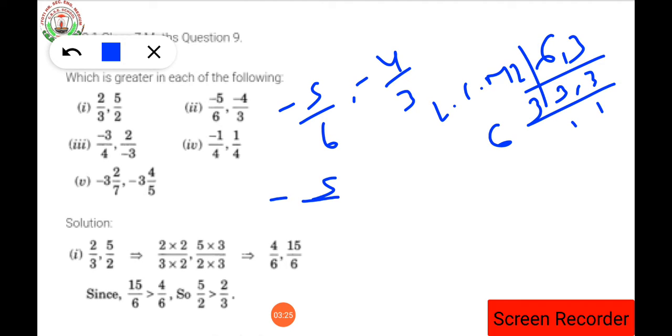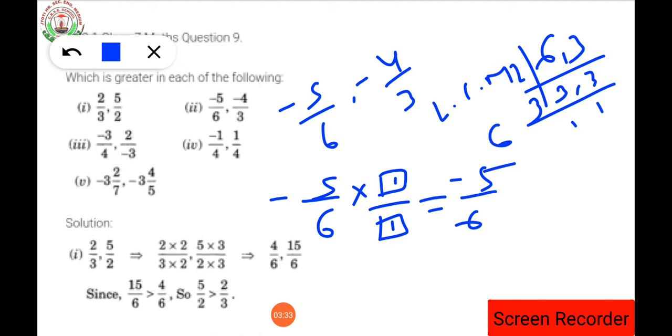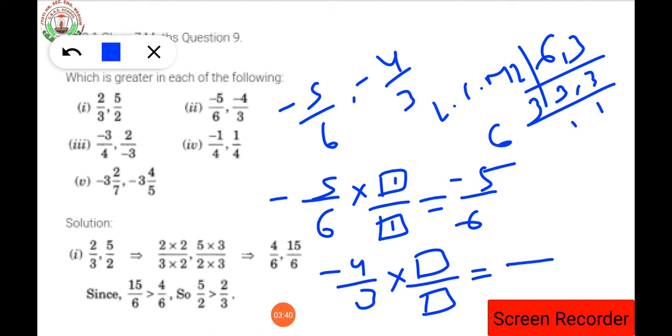So minus 5 by 6. 6 is already present over here in the denominator, so we are going to multiply by 1, and the same number will come. Next, minus 4 by 3 we are having. By which number will the denominator 3 be multiplied to get the LCM 6? That will be 2. So minus 4 will be multiplied with 2. How much will it be? Minus 8. 2 4s is minus 8.